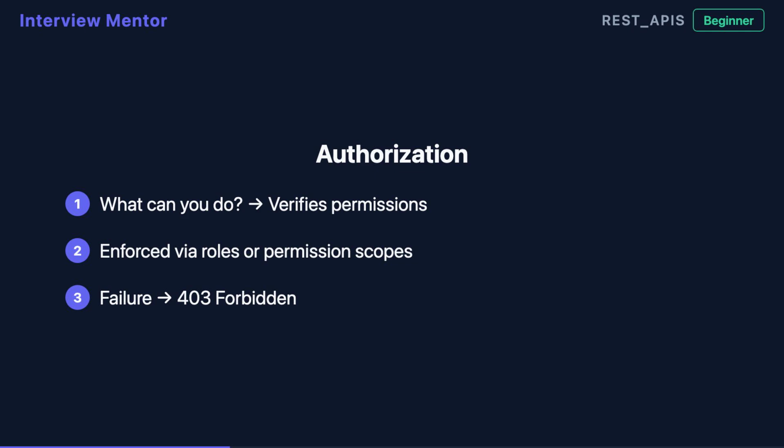Authorization answers a separate question: what are you allowed to do? Even after the server knows who you are, it still needs to check your permissions. A regular user might read their own profile, but only an admin can delete records. In REST APIs, this is typically enforced through roles or permission scopes attached to the token. If authorization fails, the response is 403 forbidden, not 401.